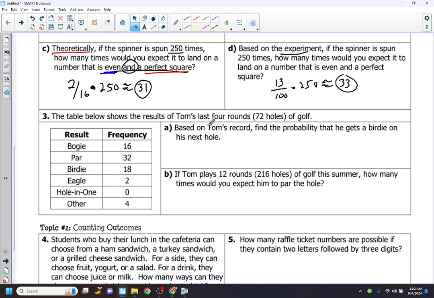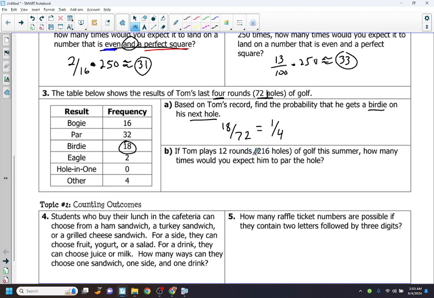The table shows Tom's last 4 rounds, or 72 holes, of golf. Based on Tom's record, so 72 holes in total, by the way, so this should add up to 72, find the probability that he gets a birdie on his next hole. What's the chance of him getting a birdie? He has 18 birdies out of 72 in total, which means the chance of him getting a birdie is 18 over 72, which reduces to 1 over 4. So he has a 1/4 chance to get a birdie.